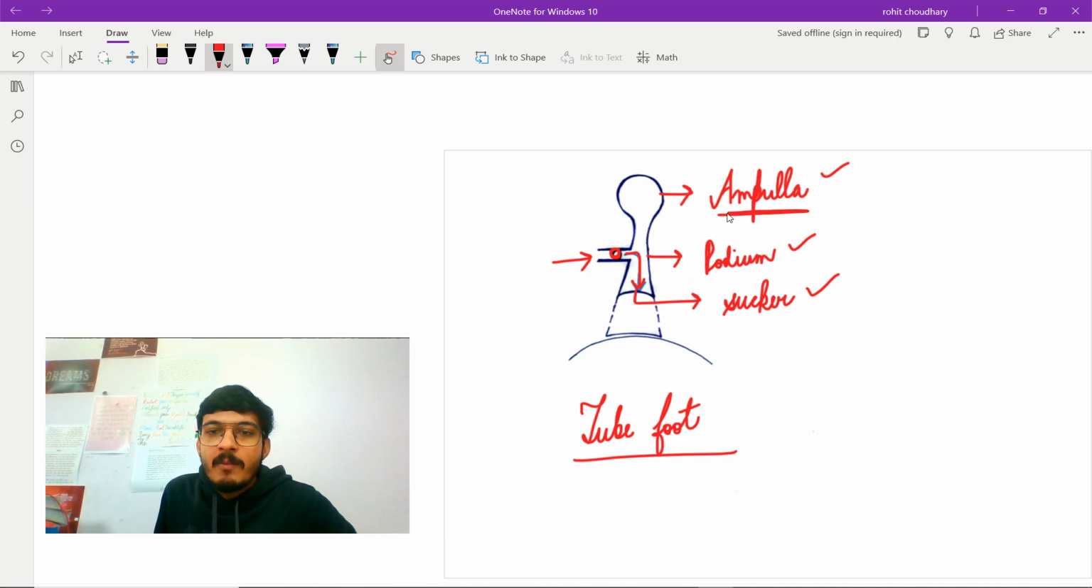जो एम्प्यूला पोर्शन है, यहाँ पे क्या होगा? प्रेशर पड़ेगा. यहाँ पर प्रेशर पड़ेगा, तो जो पानी होगा इसके अंदर, वो नीचे जाएगा. प्रेशर पड़ेगा, नीचे जाएगा, ठीक है, और इससे लोकोमोशन में भी हेल्प मिलेगी. सो दिस इज द बेसिक स्ट्रक्चर ऑफ अ ट्यूब फुट.